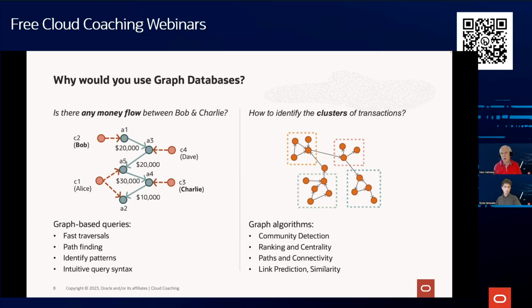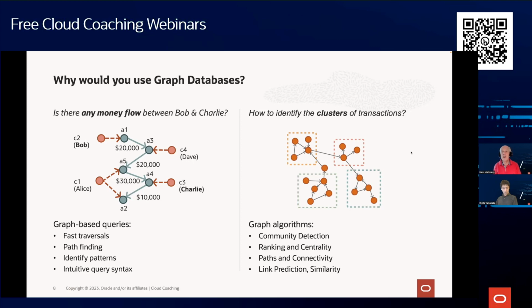But there are also ranking algorithms, centrality algorithms, which allow you to determine which bank accounts are more important based on either the number or the nature of their connections to other accounts. Or again, there are pathfinding or connectivity algorithms for you to detect patterns or circular transfers.